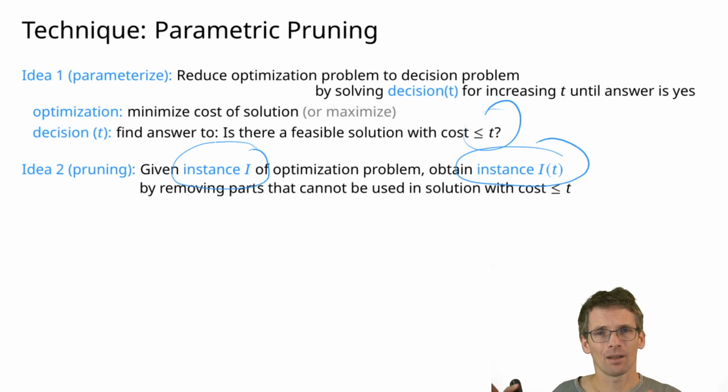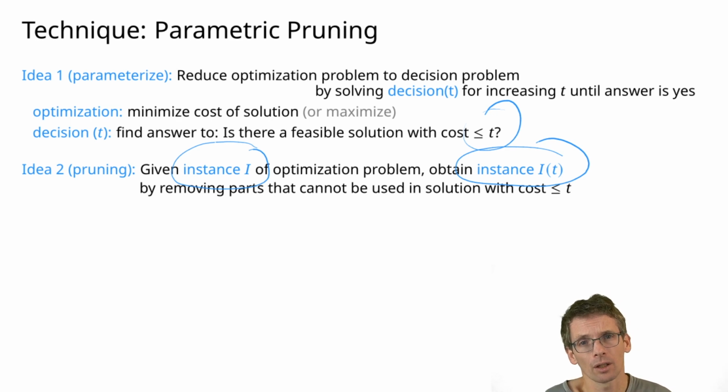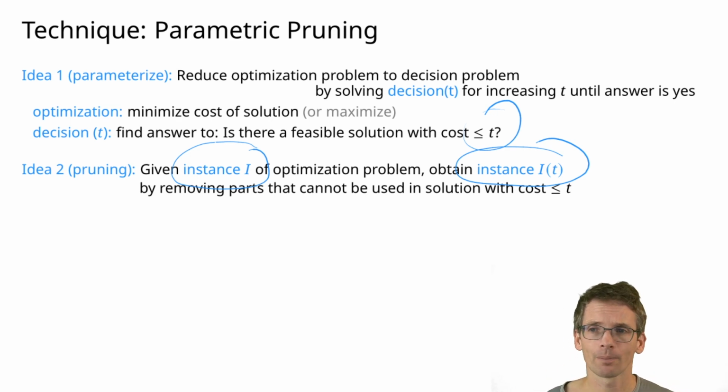Also, we can then on the smaller graph ignore all of the edge weights because we know that all of the remaining edges have cost smaller equal t. But we're going to see this in more detail in a moment.